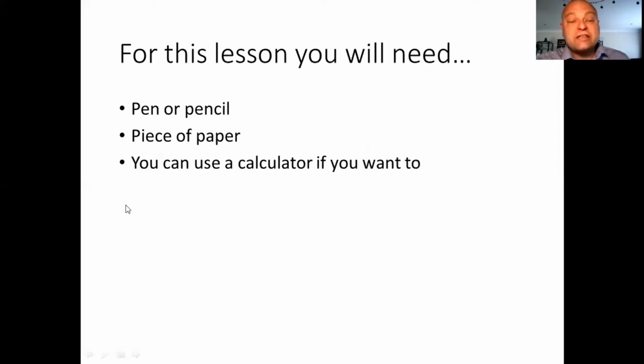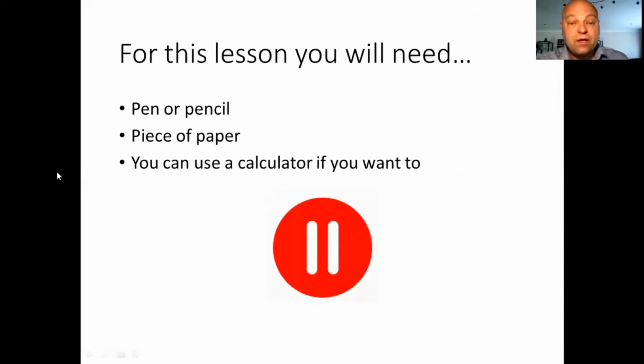For this lesson you're going to need something to write with, a pen or a pencil, something to write on, a piece of paper or maybe a book, exercise book. If you want to, you can use a calculator for some of the calculations, although they are very easy. You should be okay without one if you don't have one. If you haven't got those things, go and get them now and then hit play when you're ready to start.